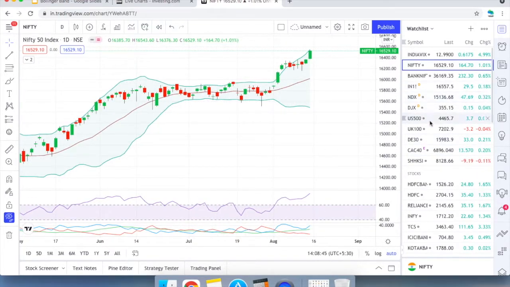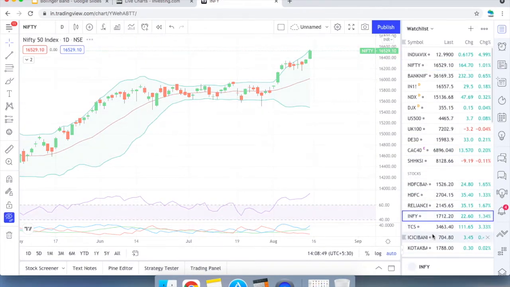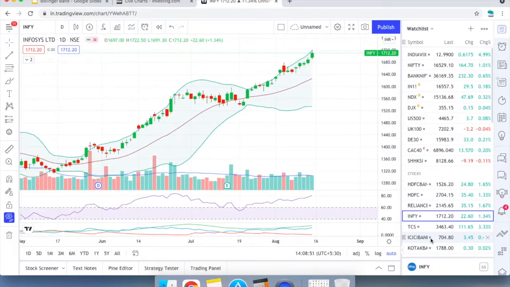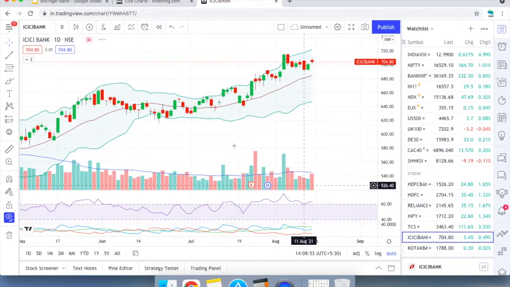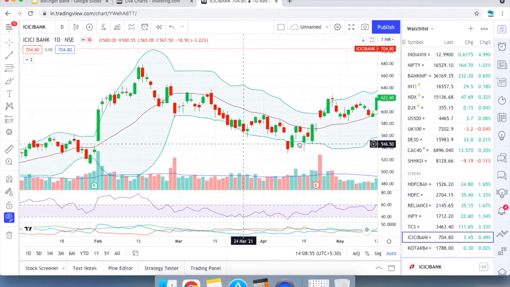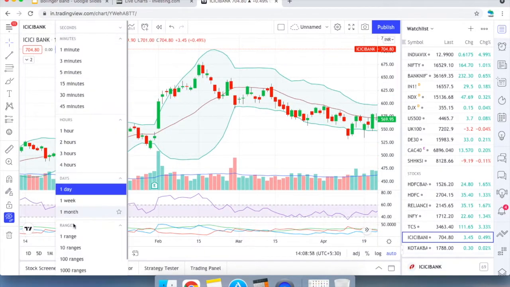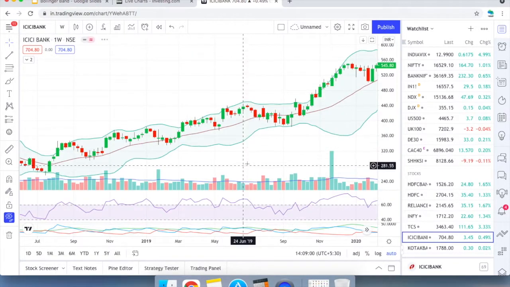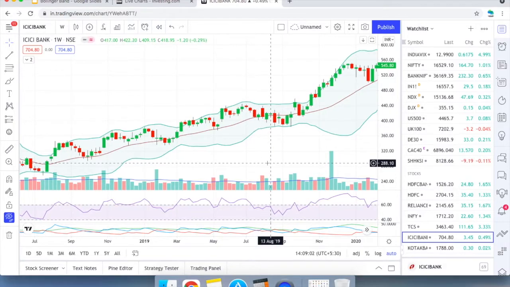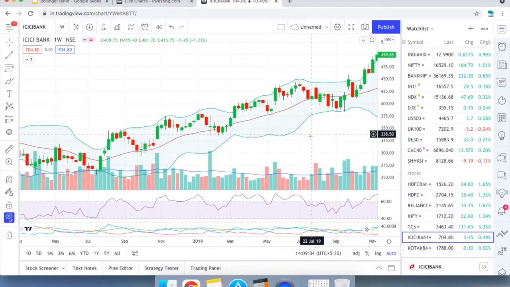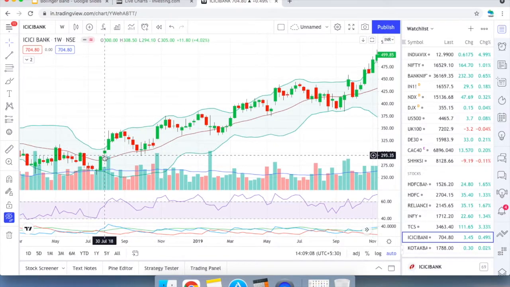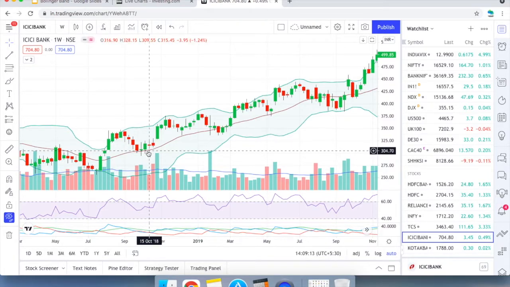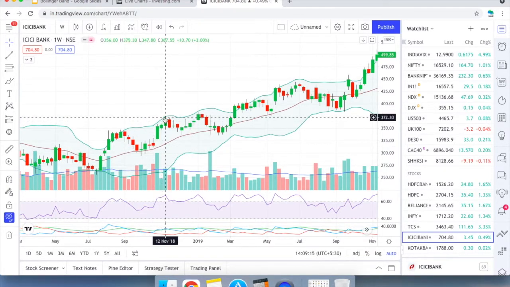Now I just wanted to show some mean reverting strategy also. Let's see if we can get that on ICICI Bank. Let's pick up ICICI Bank and see. So it's basically what you have to look out for. Look at that move, higher high, higher low. So it is taking a support at the Bollinger bands, right? And then it's going up.